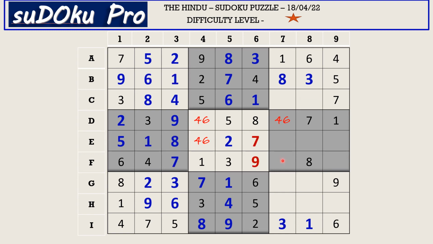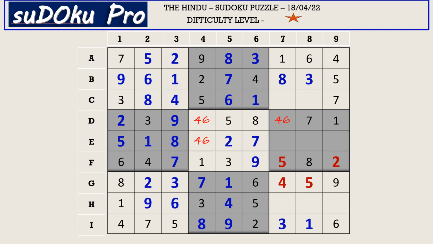In F row, the missing numbers are 2 and 5. There is a 5 blocking from here. So F9 takes 2 and F7 takes 5. Similarly, here in G row, the missing numbers are 4 and 5. There is a 5 here. So G7 takes 4 and G8 takes 5.